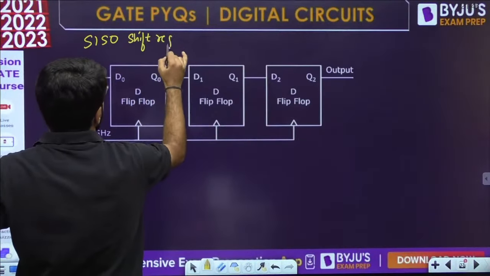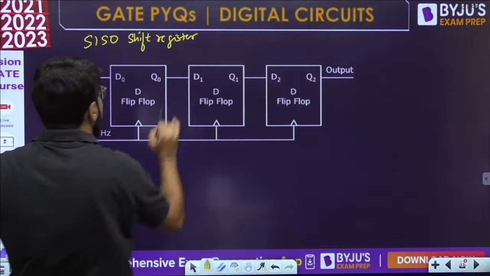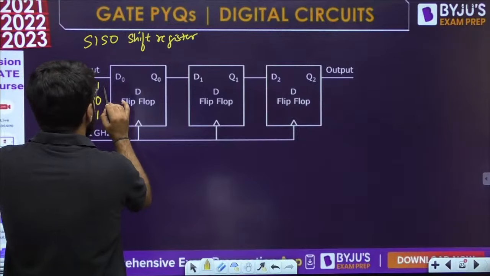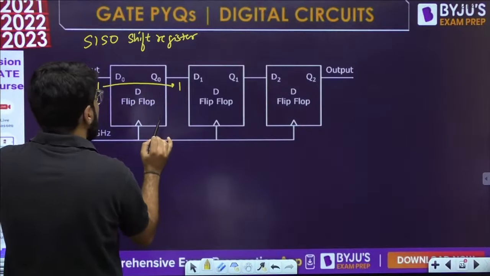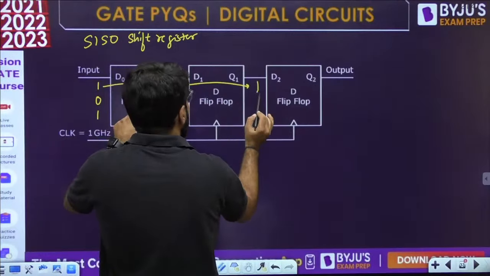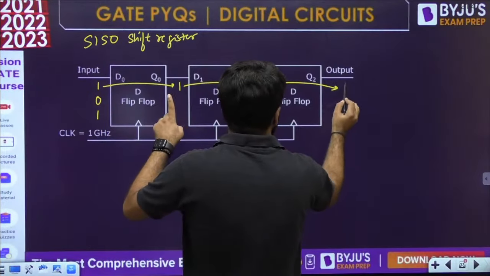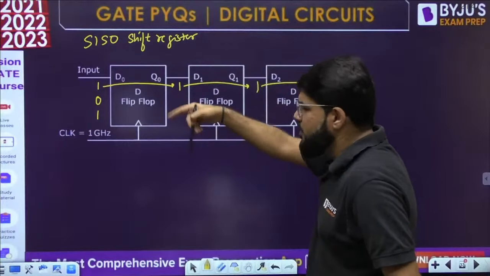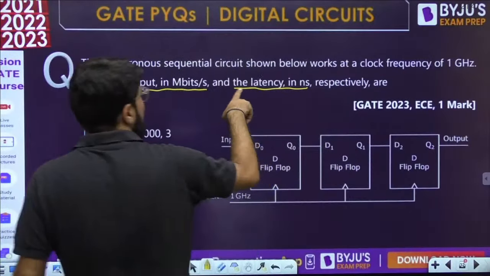Shift register works on the functionality of shifting. That means at the end of first clock pulse, please pay attention, this is going to reach here. At the end of second clock pulse, it will reach here. At the end of third clock pulse, it will reach here. Now, what is the meaning of one clock pulse?